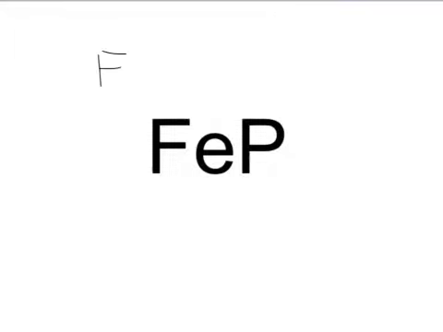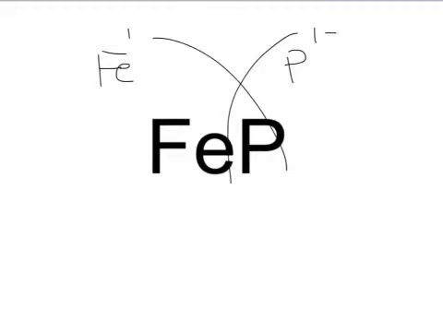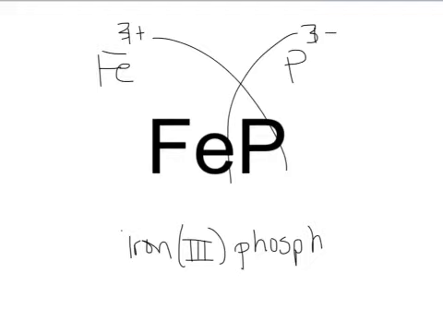Okay, if we unzip this one, you have iron, you have phosphorus. Understood, 1 goes there, 1 goes here. However, if you look at phosphorus, its charge should be 3 negative. If you triple the second one, you must triple the first one. This is iron 3 phosphide.